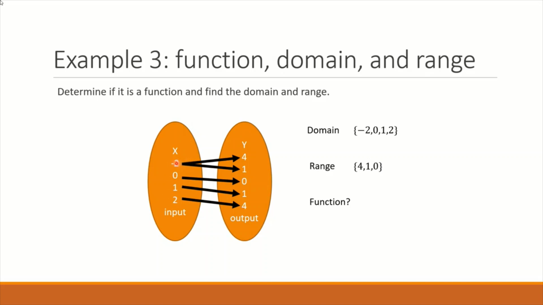Well, because -2 for the x has both the 4 and the 1, so -2, 4, -2, 1, for one x, there's two different y's, it's not a function. So for one x, if there's two different y's, it's not a function. So if the x's repeat, it's not a function. If the y's repeat, it doesn't matter. It's still a function. But here, since the x's repeat, for one x you have two different y's, it's not a function.